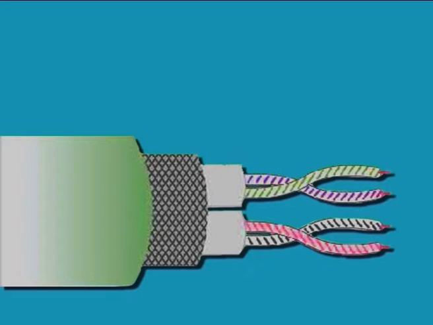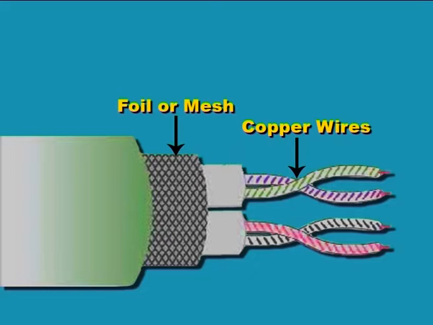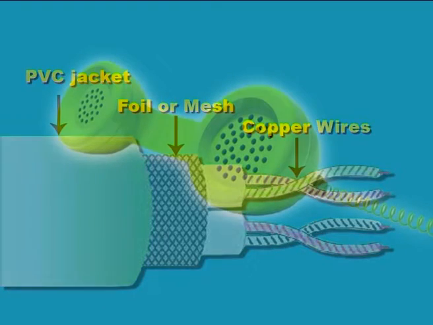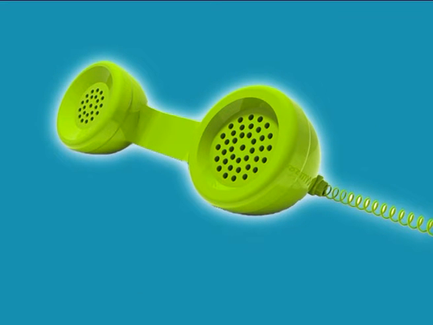Shielded twisted pair cable is made up of a pair of copper wires twisted together and covered in a foil or mesh with an outer PVC jacket to prevent electromagnetic noise and crosstalk. This technique has been used in old telephone networks.